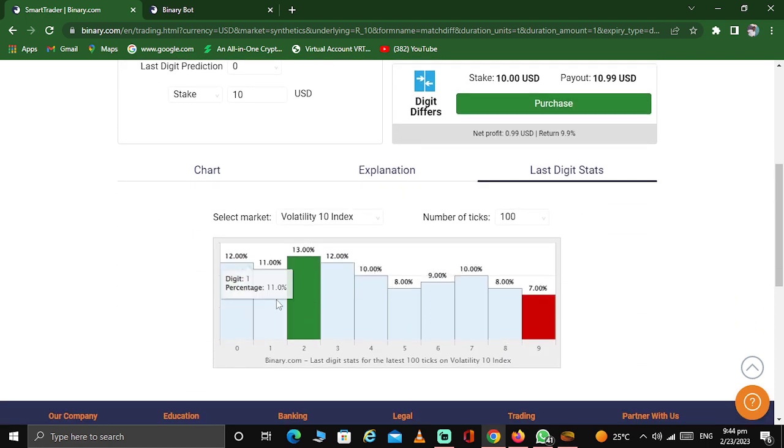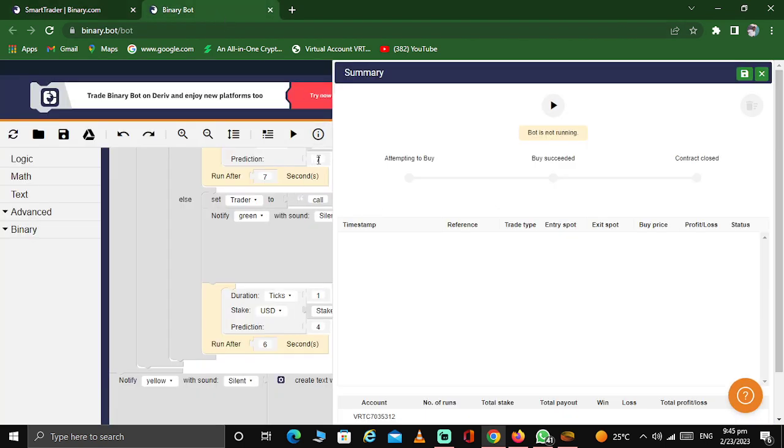So what I'm going to look at again is the one that occurred the least. Those are the predictions I'm going to use. So I'm going to use 9. 9 is the least that has occurred, followed by 8 and 5. Those are the second least, followed by 4 and 7. So I'm going to use 9, 8, 5, and either of these two, 7. 9, 8, 5, and 7.